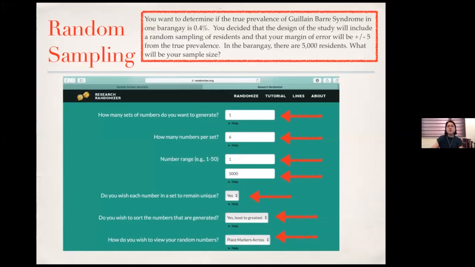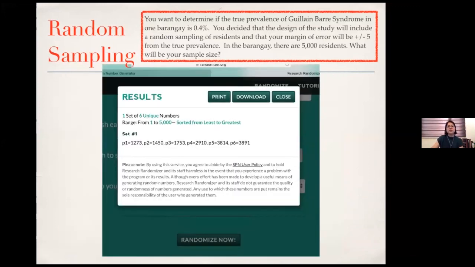No? So if you click on this one, the result is P1, patient 1 is number 1,273. So in my list of people in the barangay, hanapin ko, sino si 1,450? Siya yung lalapitan ko. Sino si 1,753? Siya yung lalapitan ko. So on and so forth. So yun yung lalabas dun sa random sampling. So this is all free and you can use this, no?